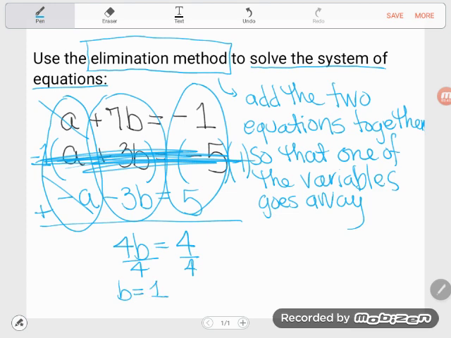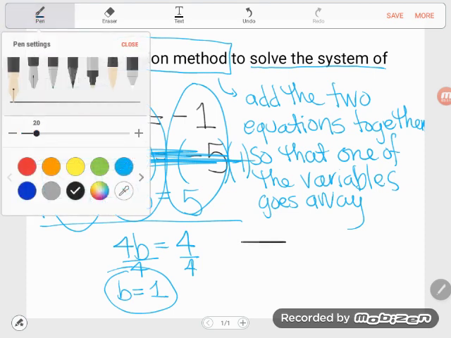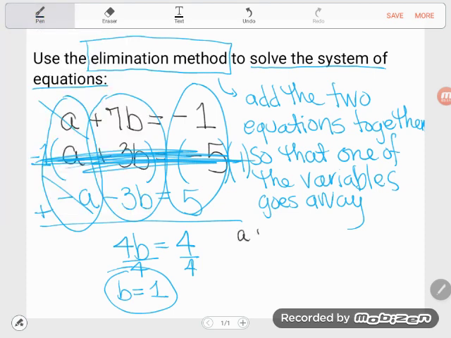Now that I know what B is, I can plug it into either one of the original equations to figure out A. It really doesn't matter which one. I'll just use the first one. My original equation was A plus 7B is equal to -1. But I know what B is now. B is not a mystery anymore. I just figured out B had to be 1. So let's plug it back in. I won't change A or plus or 7, but I'll turn B into a 1. And that will be equal to -1.